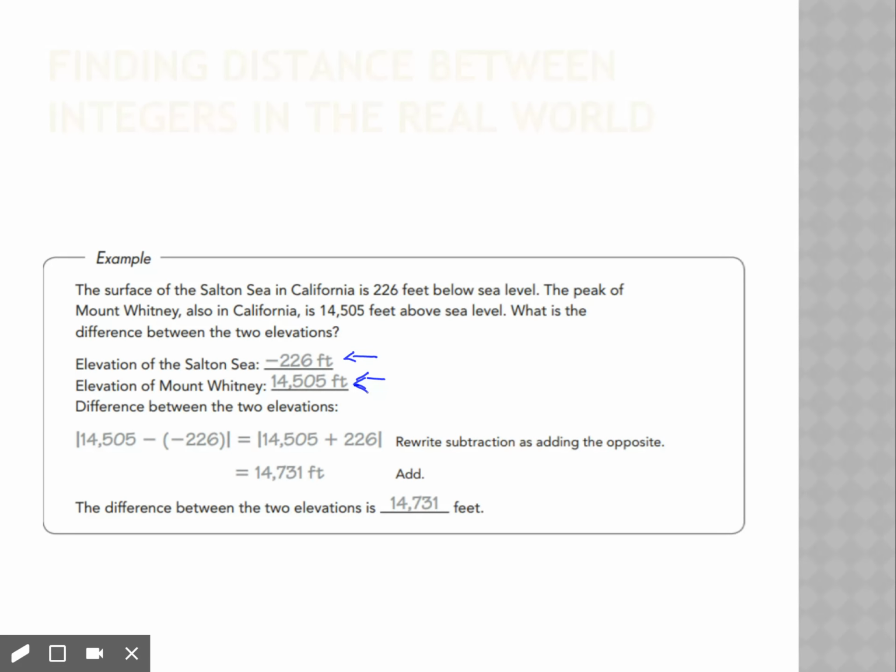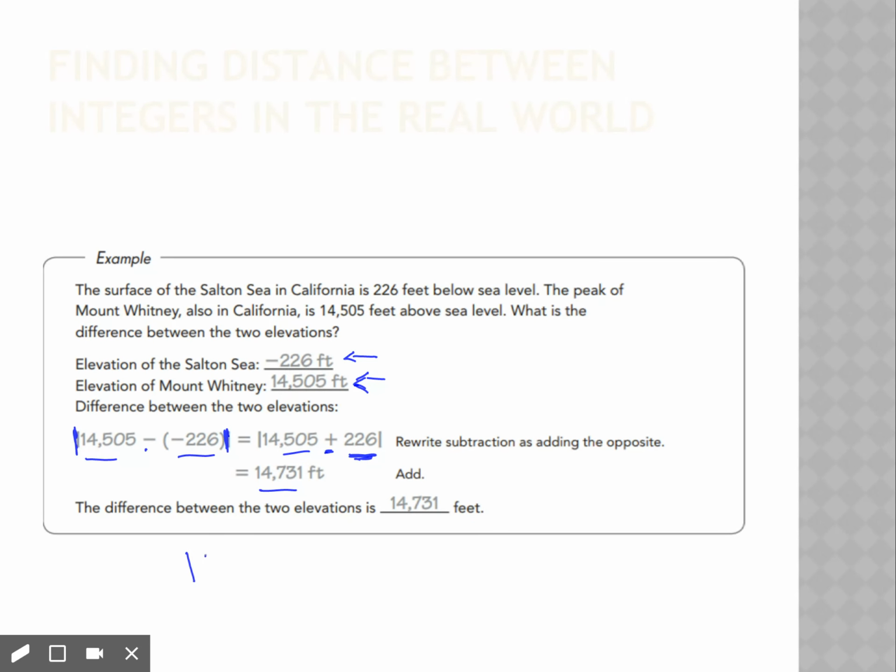So again, they're asking difference. So it's a subtraction problem. 14,505 feet minus negative 226 feet in absolute value. Don't forget that because we're calculating distance, which isn't negative. So our first number stays the same. Our second number becomes positive and the subtraction changes to addition. 14,505 plus 226 is 14,731 feet.